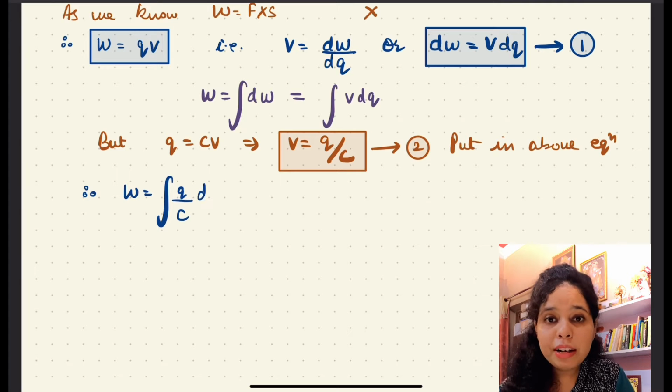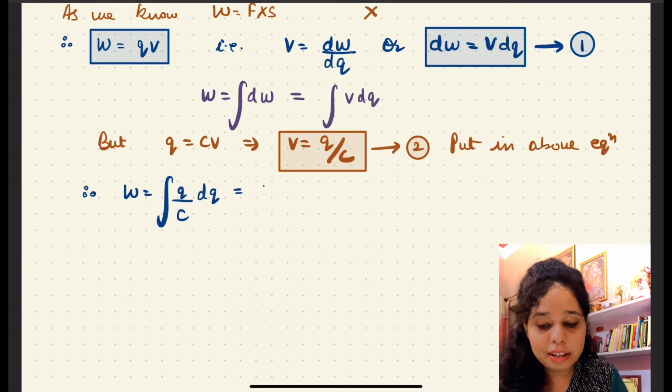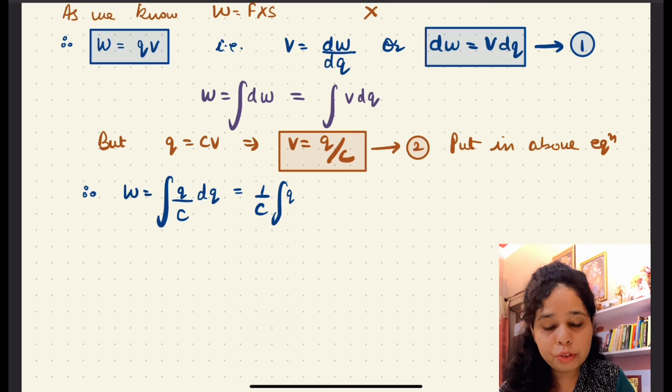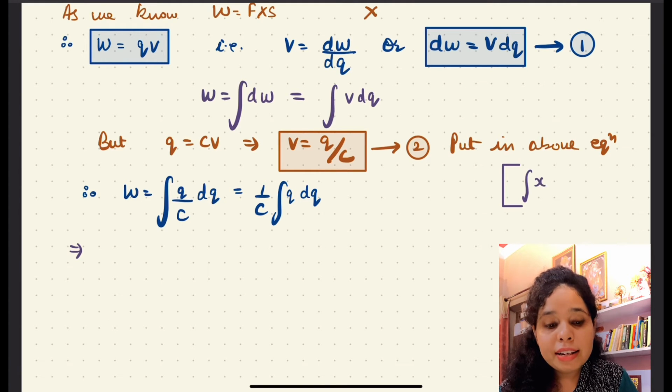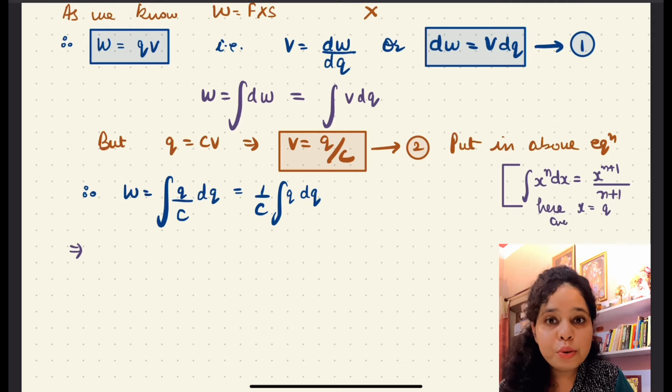So this is the simplified equation, but we just need to integrate it, and we are already aware of the rules. Let us take the capacitance C out of the integration. So we have W is equal to 1 upon C integral q dq. Now we need to recall the rules of integration, that is integral x raised to power n dx is equal to x raised to power n plus 1 divided by n plus 1. But here in this equation we have x is equal to q and n is equal to 1.